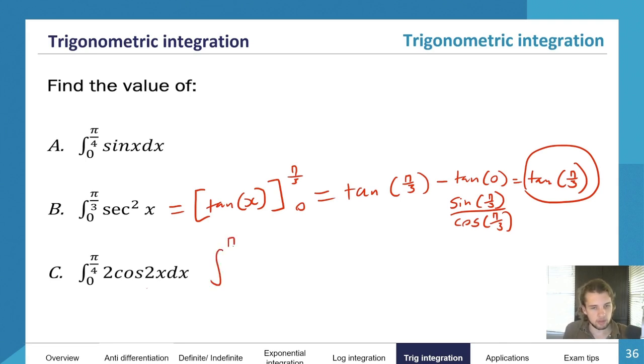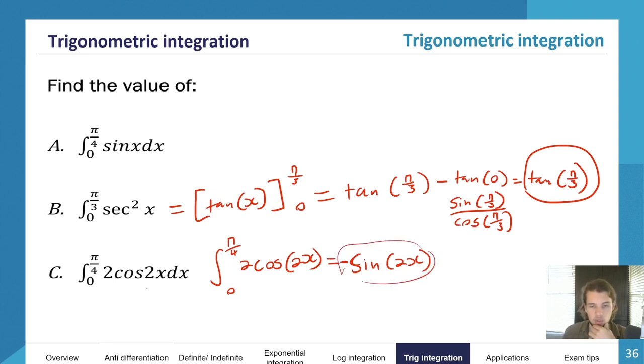So this is the definite integral of 2 cos and then in brackets 2x there. Now that's equal to negative sine 2x. And you can postulate that, and then you can check that by differentiating this and making sure it equals the same thing when you go back to there.